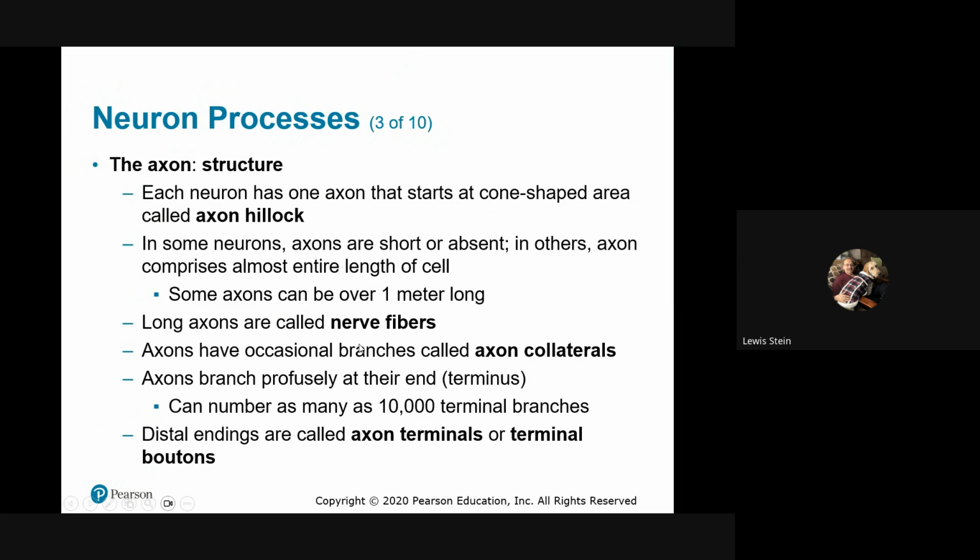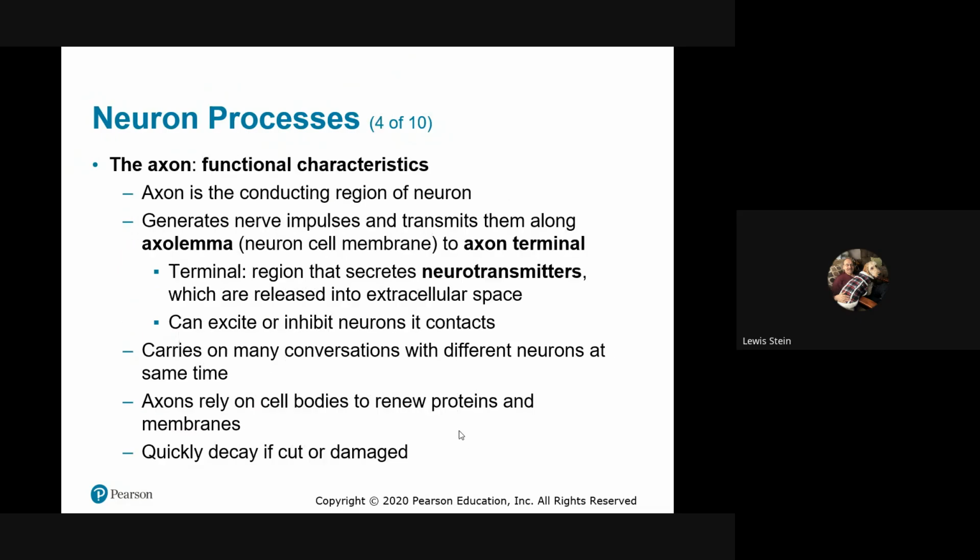Another term for them, just like we use the term fiber for muscle, the axons are called fibers. Okay, a lot of collateral branches. Look at the number there, it's massive. The distal endings are called terminals or terminal boutons, is the way you pronounce that. But if you feel like saying button, it's okay with me. Spell it, bouton. The axon conducts the impulse. Another name for it is the axolemma, just like the sarcolemma.